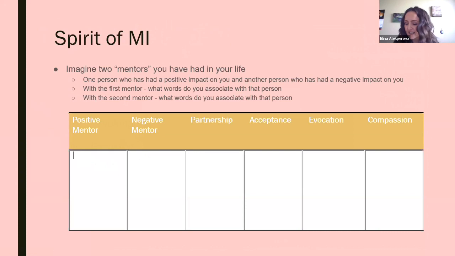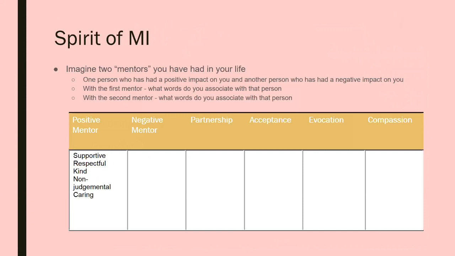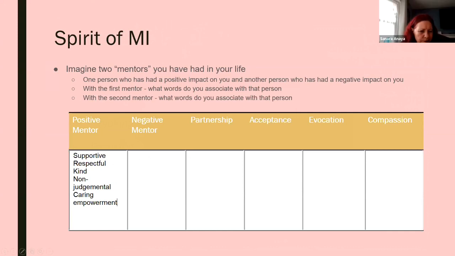I wrote down supportive, respectful, kind for the positive traits. I wrote down non-judgmental. And caring. One or two more words if anyone has them. Empowerment. Yeah, I see that a lot of people are posting in the chat. Accepting. Those are all really great words. And someone who encouraged me to do the hard work that I needed to do. Yeah, someone who really pushed you.